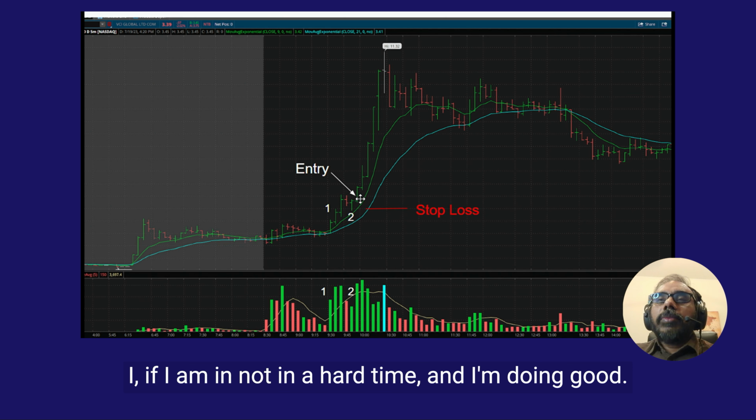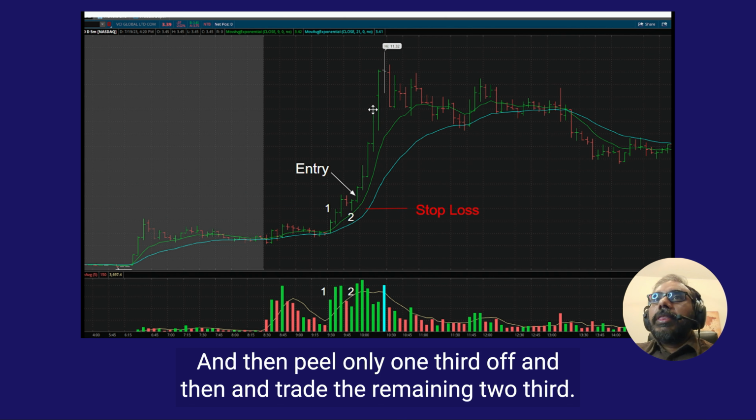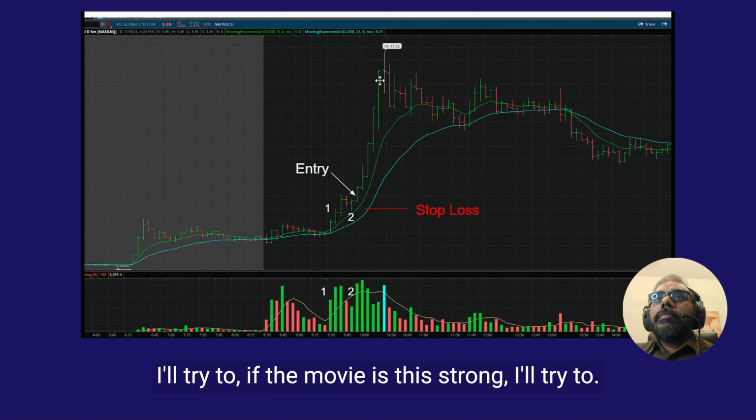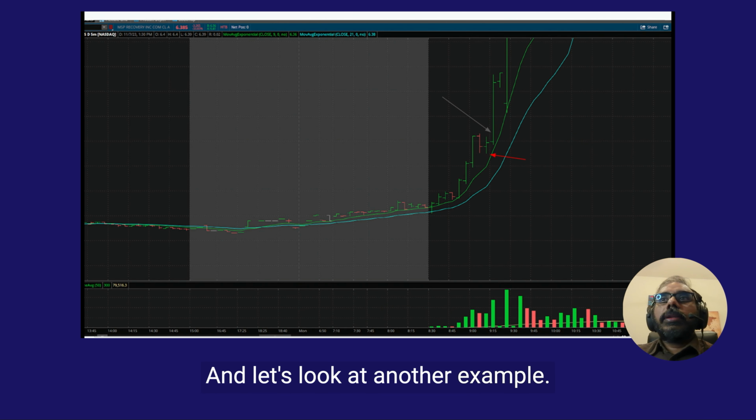If I am in all time highs and I'm doing well, I try to wait more. Maybe I'll peel off slowly, and then peel only 1/3 or half, and then I'll trail the remaining 2/3. If the move is this strong, I'll try to peel off slowly. And let's look at another example.